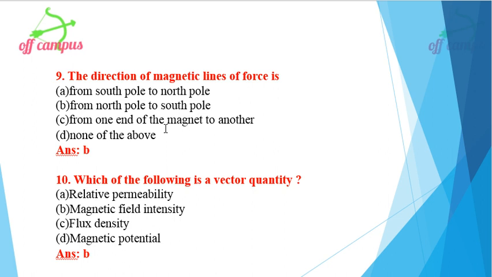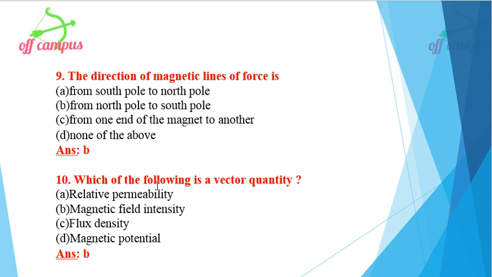Then question number 9, the direction of magnetic lines of force is from south pole to north pole, from north pole to south pole, from one end of the magnet to another, none of the above. So, the direction of magnetic lines of force is from north pole to south pole. Option B, north pole to south pole, is the right option.